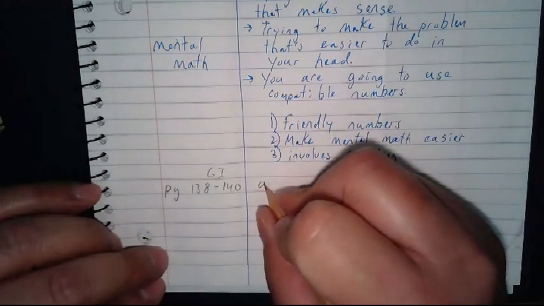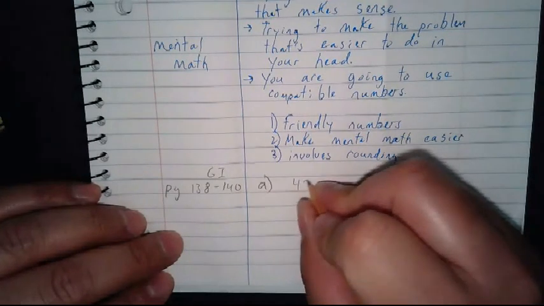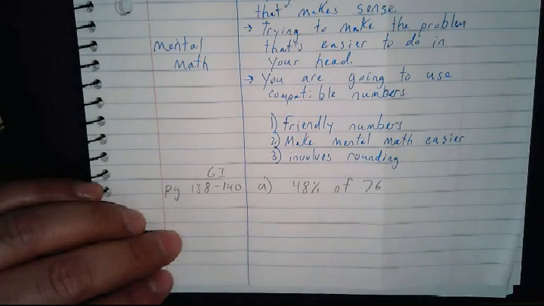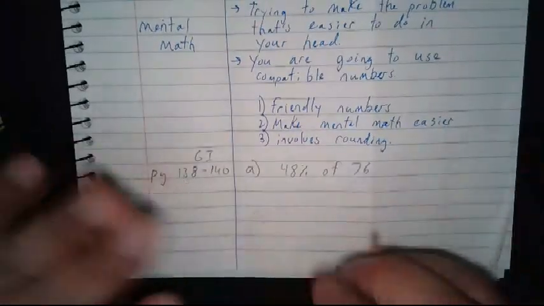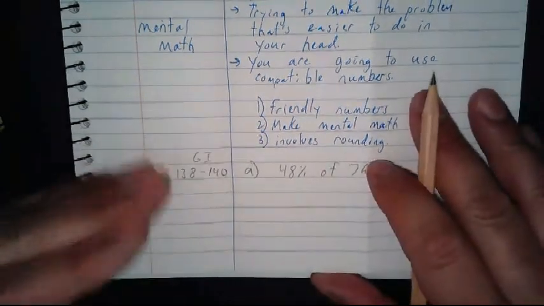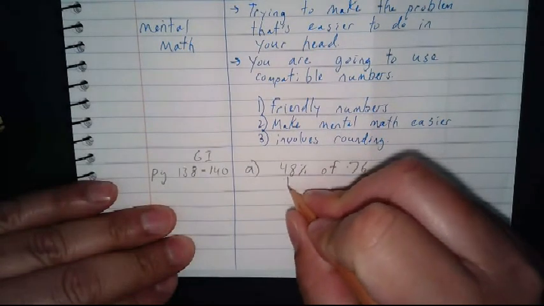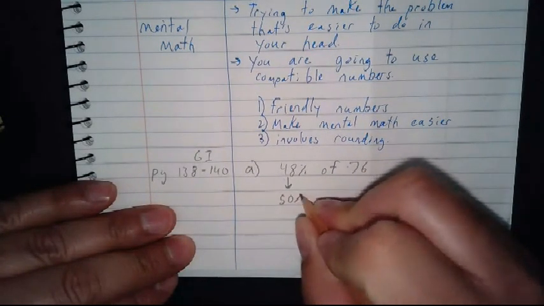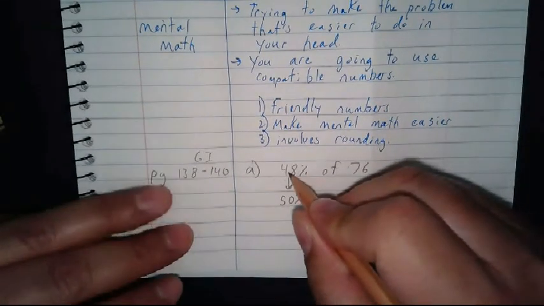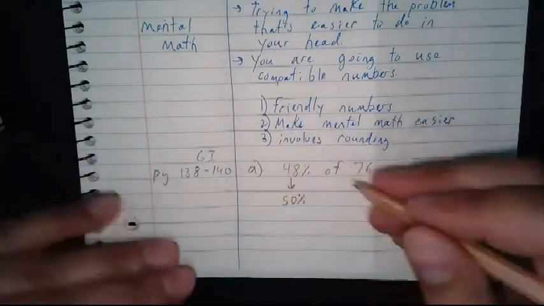We're asking for 48% of 76. The best way to do this would be to multiply, right? But we're trying to estimate, we're trying to make this easier so we can do this in our head. 48%, I'm thinking, okay, it's close to 50%, right? That's rounding. Depending on the number, it could have gone to 40, so it won't always be rounding up, you might have to round down. But for now, let's just leave it at that.